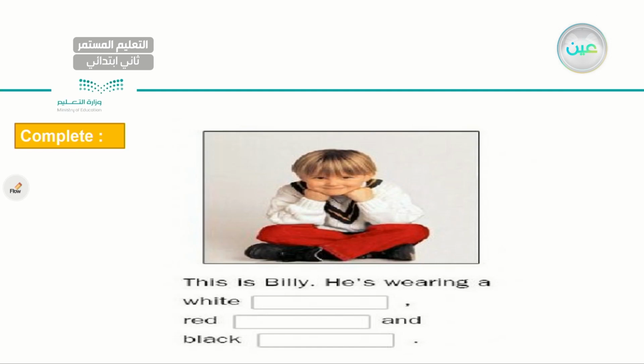This is Billy. He's wearing a white what? What do you think? He's wearing a white. Very good. We might say a shirt or a sweater. Okay, so he's wearing a white shirt. What else? He's wearing a red what? He's wearing red trousers. Very good. He's wearing red trousers and black shoes. Very good. So let's read our answers one more time. This is Billy. He is wearing a white shirt, red trousers and black shoes. And black shoes, very good.